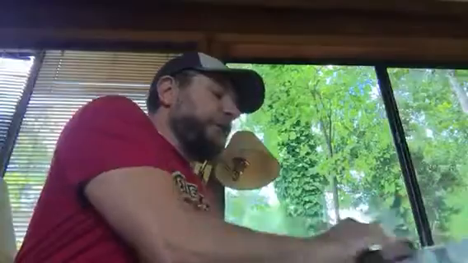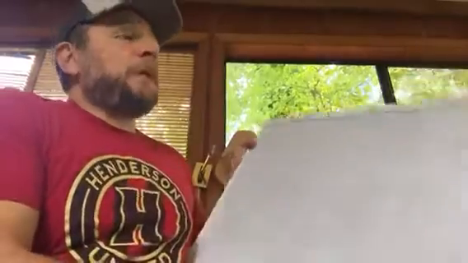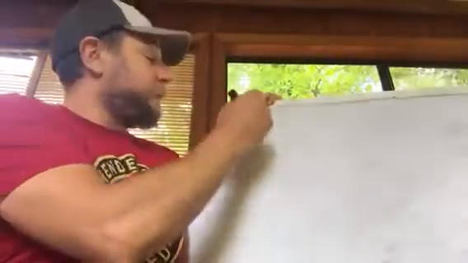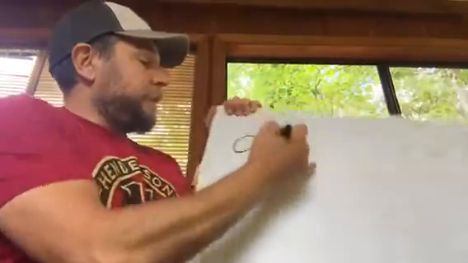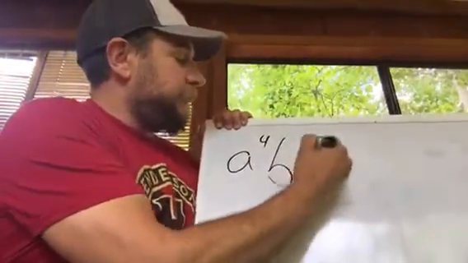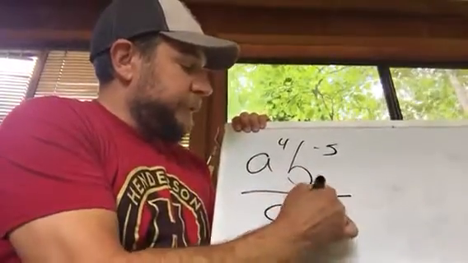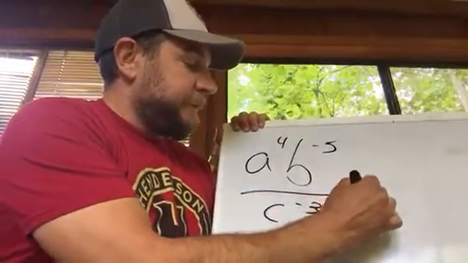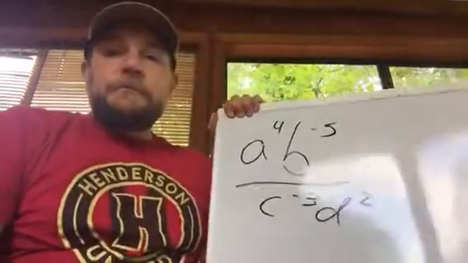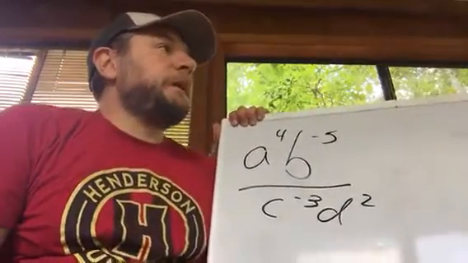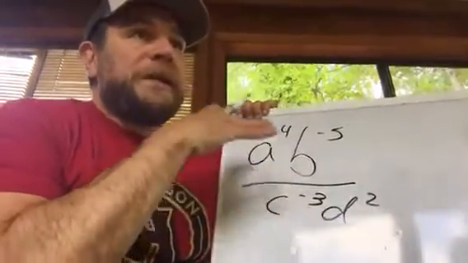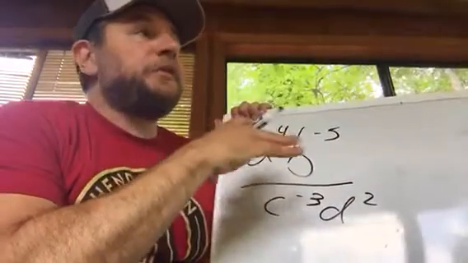Now, talking about when you're multiplying and dividing your exponents, let's just say we did some problems and we came up with some answers. One solution was a to the 4, then we had b to the negative 5 over c to the negative 3 and d to the positive 2. Because of our rule, we cannot have negative exponents in our solution.